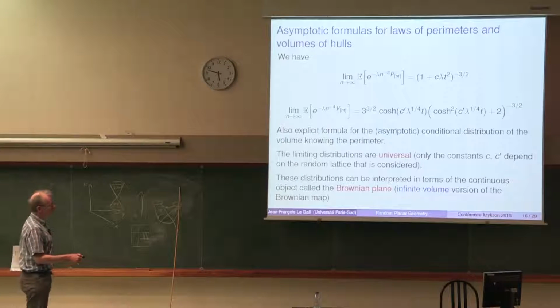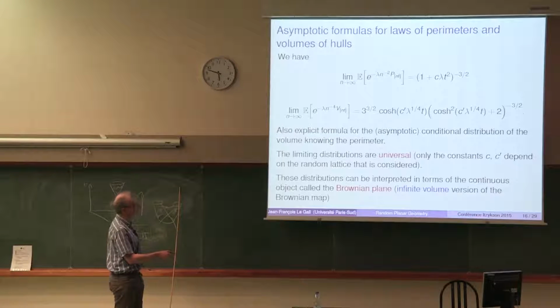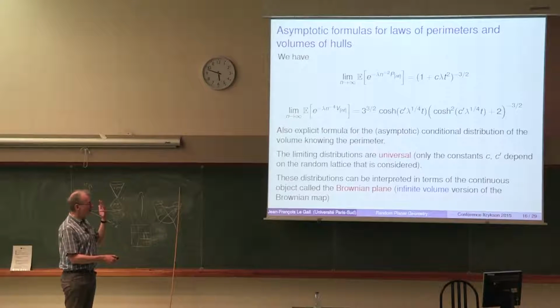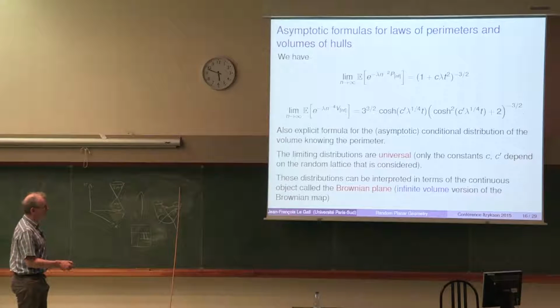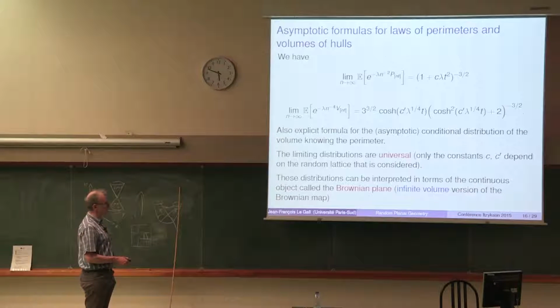All these limiting distributions are universal, meaning that here I have constants C and C prime. I could have written down the formula for these constants. They depend on the random lattice that you consider. I'm dealing with the IPT, but you could also consider the uniform infinite planar quadrangulation, which was mentioned by Timothy, or other random lattices. We expect that these formulas will still be valid, with different constants C and C prime. Why are they universal? Because they can be interpreted in terms of a continuous object, which is the infinite volume version of the Brownian map, called the Brownian plane.